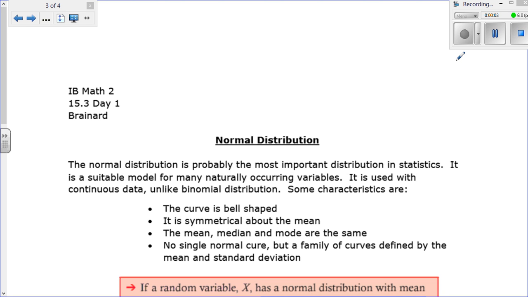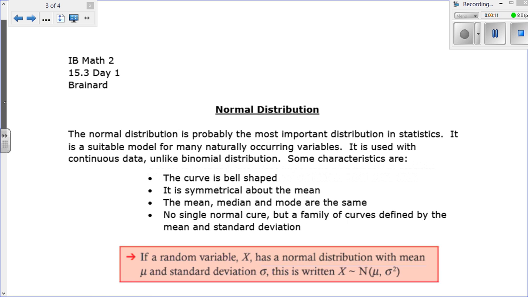Hi, and welcome to Probability Distributions Day 5. Today we're going to be talking about the normal distribution.